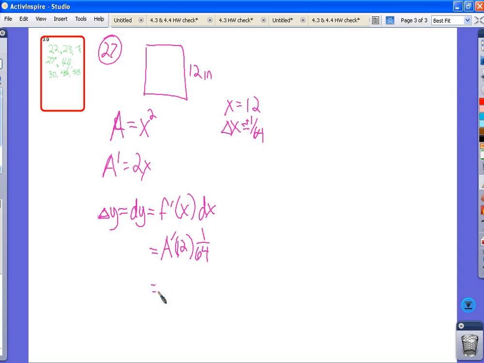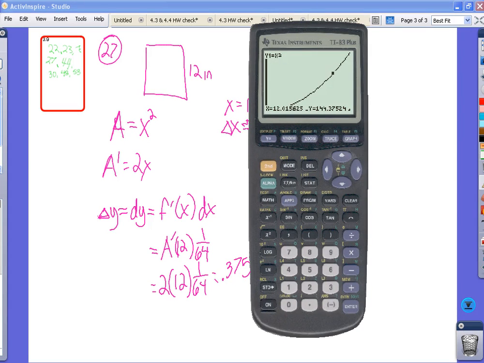But I do know that a prime is 2 times x, and I know x is 12. We're going to multiply that by 1/64th. So we did 24 times 1/64th. 0.375. How close was that? Really, really close. 0.37524 is the actual value that you're off on the area.